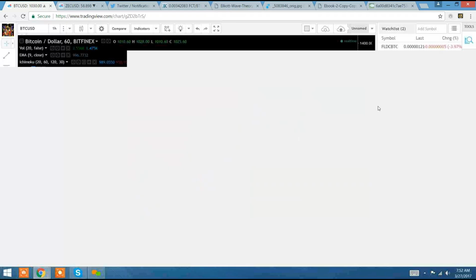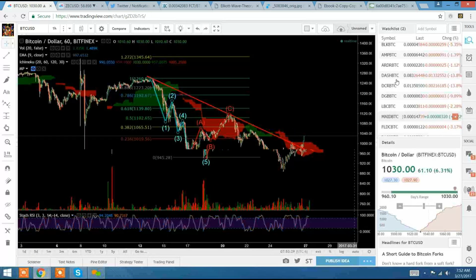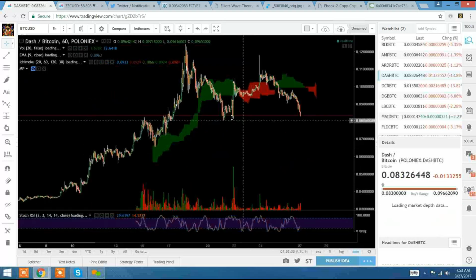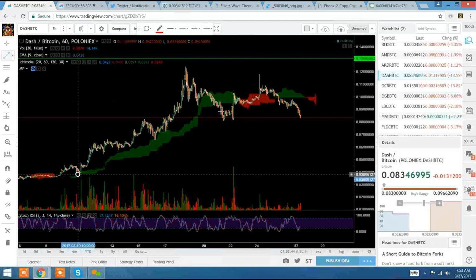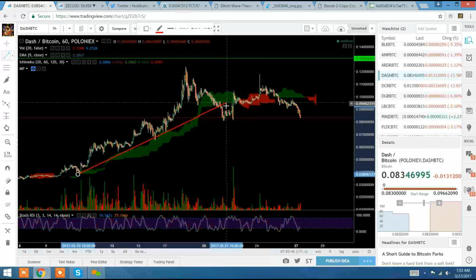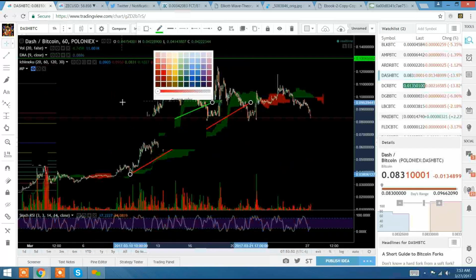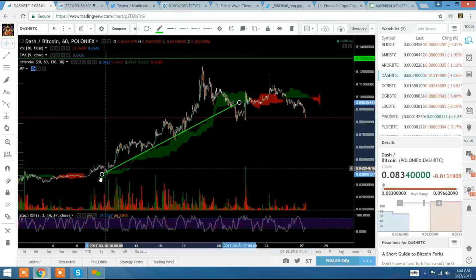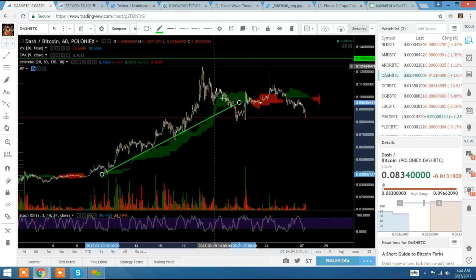A good example recently would be Dash. Now, Dash may very well just create a flag here and continue on because the monthly is so strong. But you can see here that this thing basically ran on this trend line until it couldn't handle it anymore. It created nice impulsive moves, 1, 2, 3, 4, 5, and then we cracked the support line.